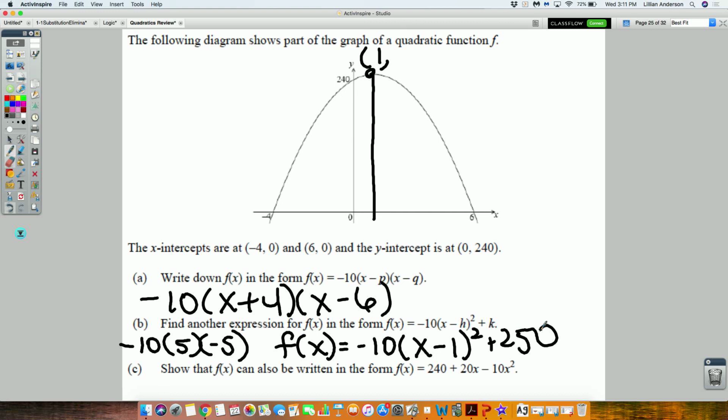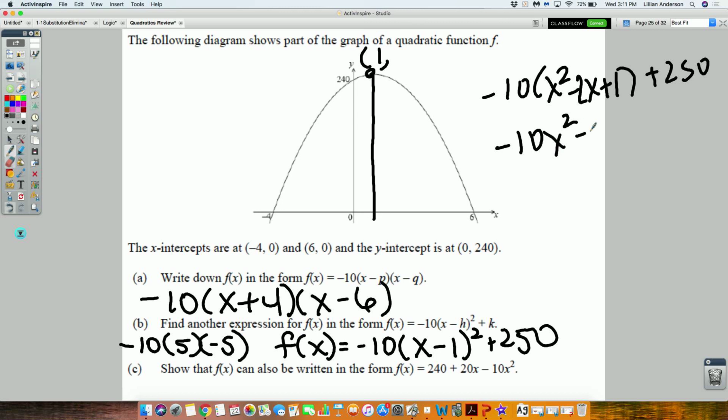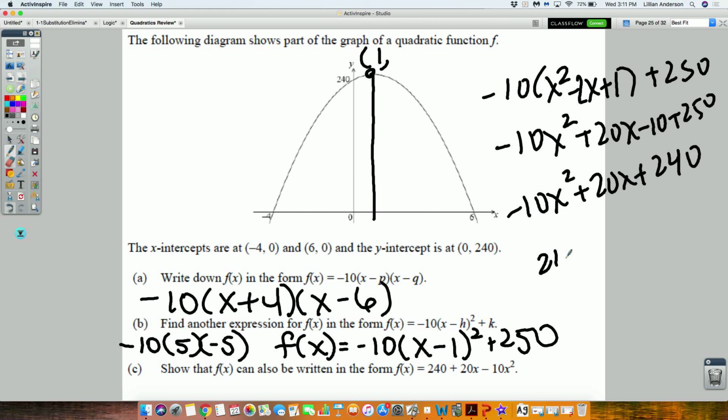You could have also distributed, or completed the square. Now we have to show that it can also be written in that form, so that means that we need to FOIL. Distribute, just like that other problem. Combine. Rewrite.